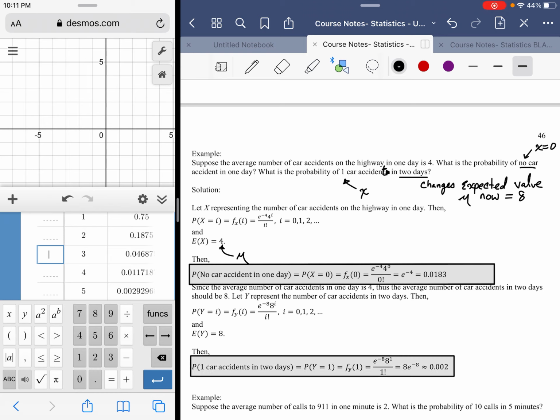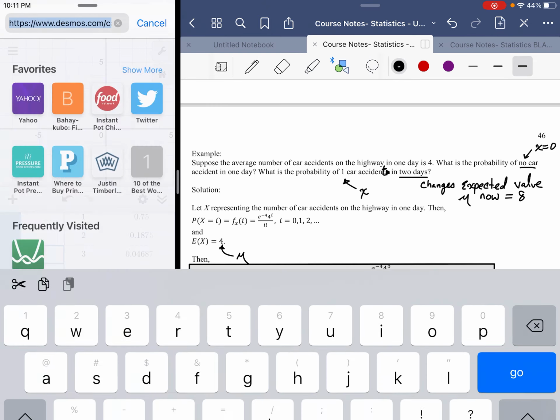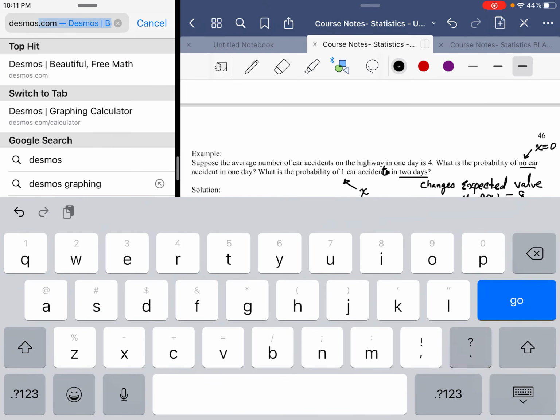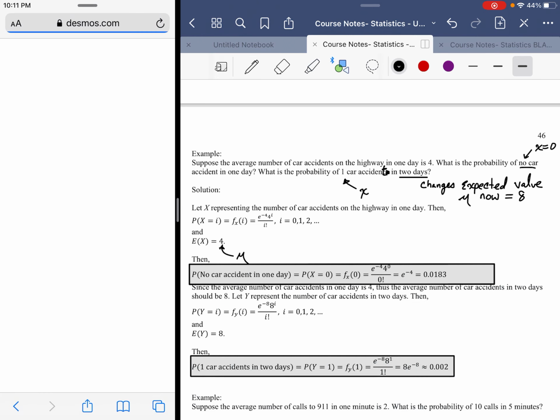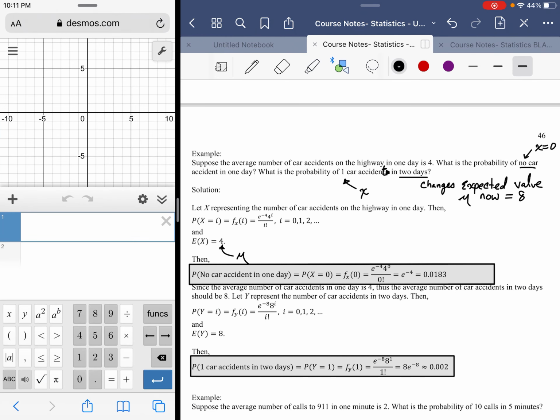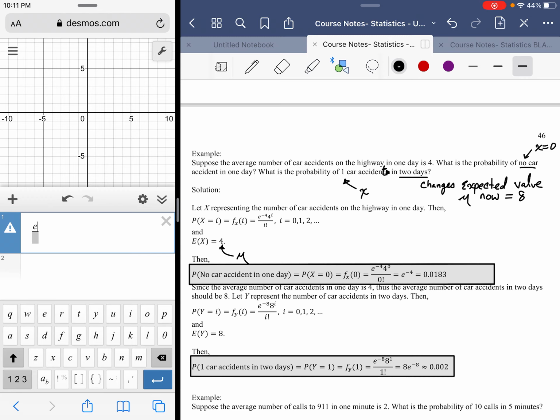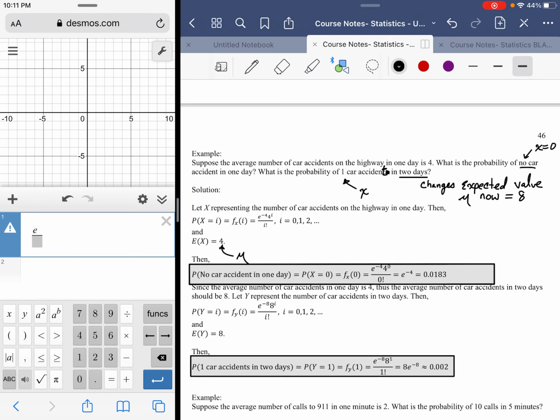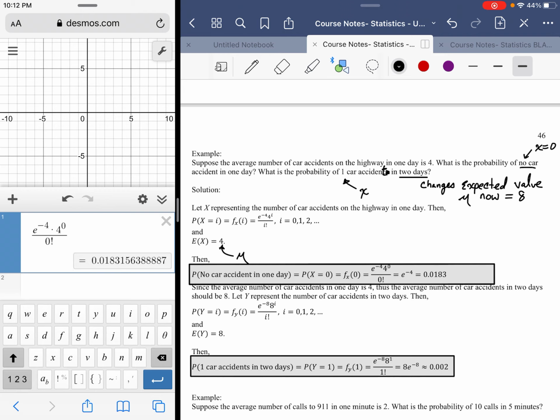Right, so there's a couple ways of handling that. One way, let me just open a fresh new Desmos here. One way would just be to type it in straight away. So we would have a fraction, type in e, exponential e, raise that to the -4, multiply that by 4 to the 0th. Well, anything to the 0th is going to be equal to 1, but I'll type it in as 4 to the 0th anyway. And then put it over 0 factorial. And so we would get about 0.0183.